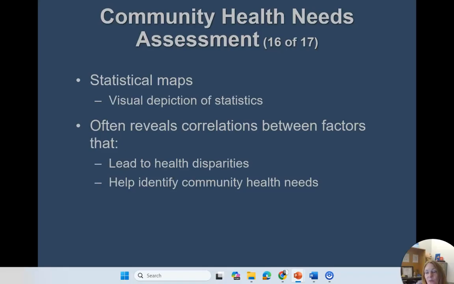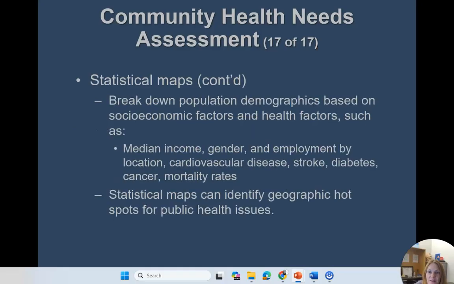Statistical maps are another way of organizing. They visually show how factors like poverty, race, or employment correlate with disease outcomes, which helps identify those health disparities. These maps can break down data even further: median income, gender, employment, cardiovascular disease, stroke, diabetes, cancer, and mortality rates. Ultimately, they help identify geographic hotspots for interventions.